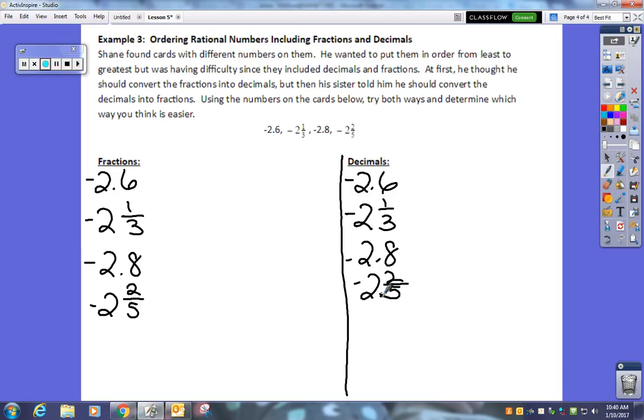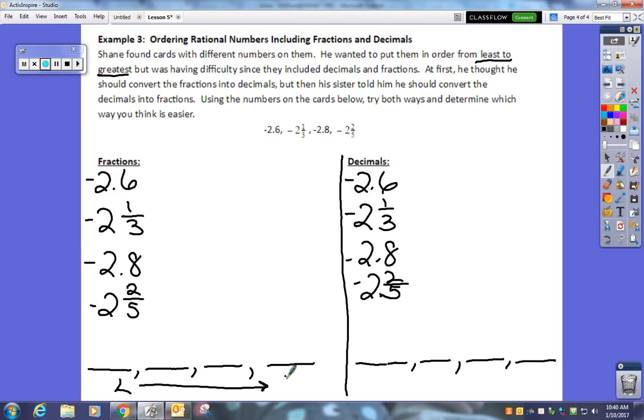Okay, and then the next thing, I'm going to make 4 lines on each side for the 4 numbers that we are working with. And if I read back into the problem, I see I'm ordering least to greatest, so I'm going to write my L to G, just so I don't forget that I'm going least to greatest in the long run. All right, so we're going to start by converting each one of these into fractions.